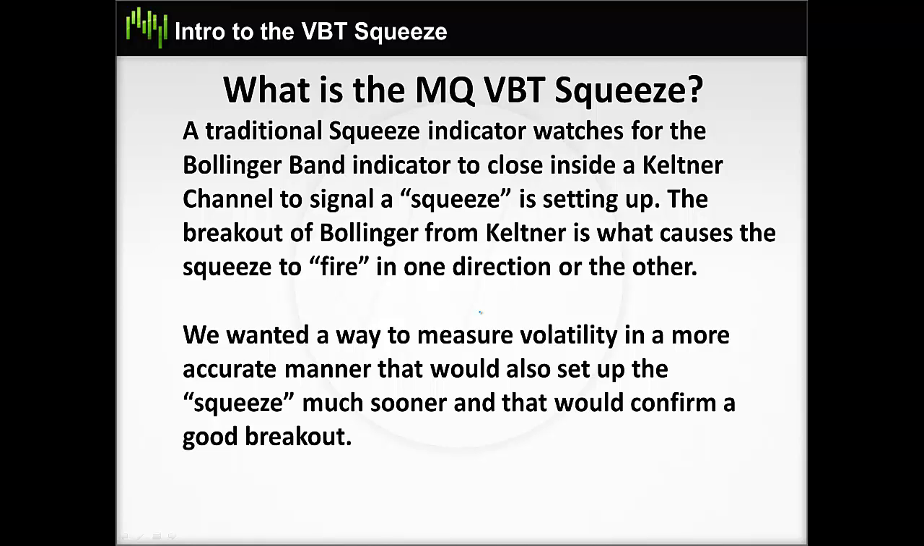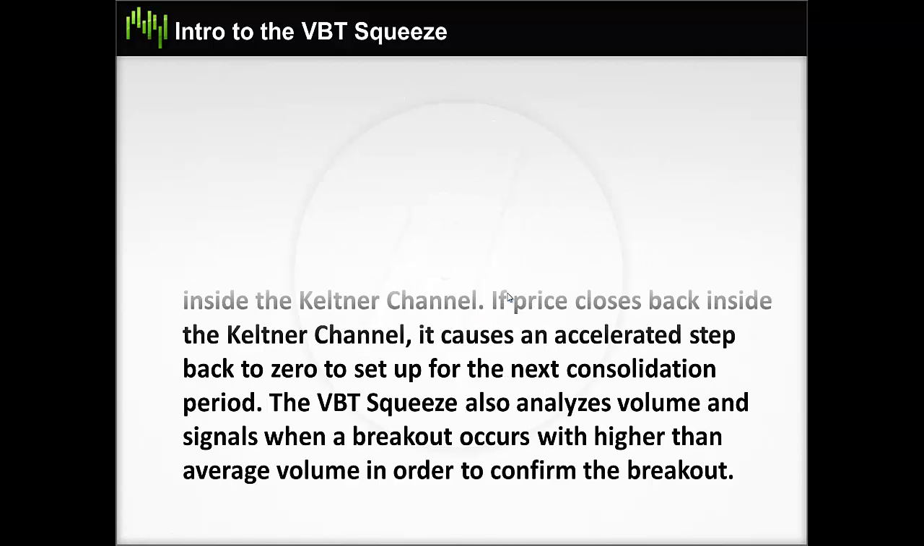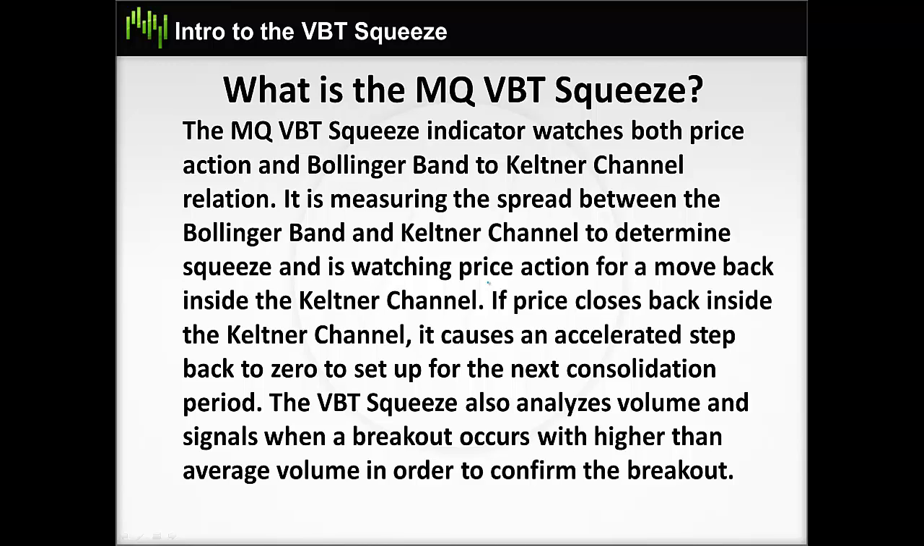But we wanted to have a more accurate manner that we could actually measure a squeeze. And we also wanted to have a higher probability of our breakout being a confirmed breakout, meaning it follows through in the direction that it initially breaks out in. So we came up with a couple of different ideas, and the one that we ended up settling with is what we did with the VBT, which is it's watching both price action and the Bollinger Band relation to Keltner channel.